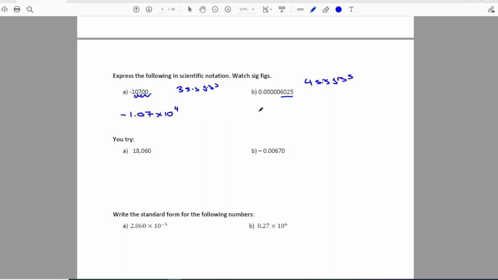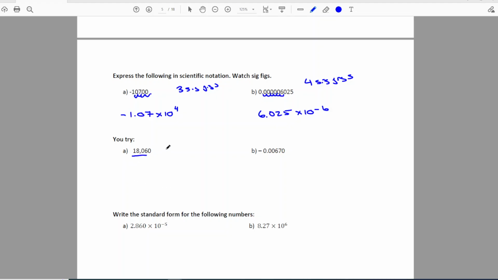So again, I'm going to take those significant figures, 6.025 times 10 to the, and then I figure out how many places I move my decimal place. So it is here, and I go 1, 2, 3, 4, 5, 6 places. So it's times 10 to the negative 6, because if I now take this and I divide by 10 six times, I'll get this digit up here. All right, pause the video and give these two a go.